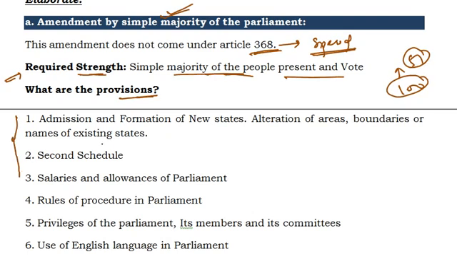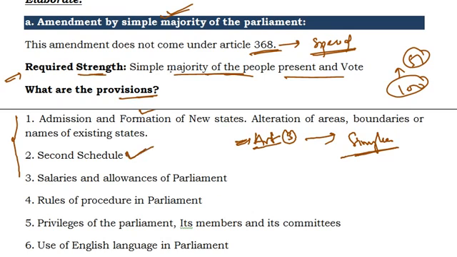For which provisions? Let us say the second schedule, which talks about the salaries and allowances of the highest officials in India, and admission and formation of new states. For the formation of new states under article 3, if you want to create a new state, you require only a simple majority, not any special majority. This is not done under article 368; it is a special amendment. So if you want to change the salaries of the president, the prime minister and the governor, that is under the second schedule.